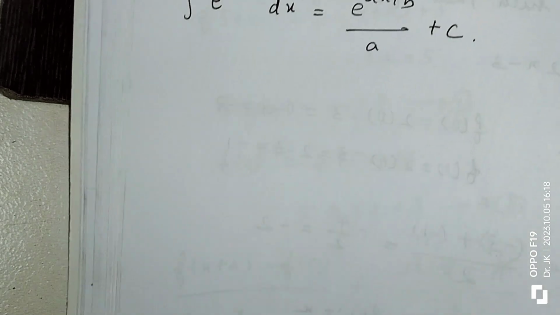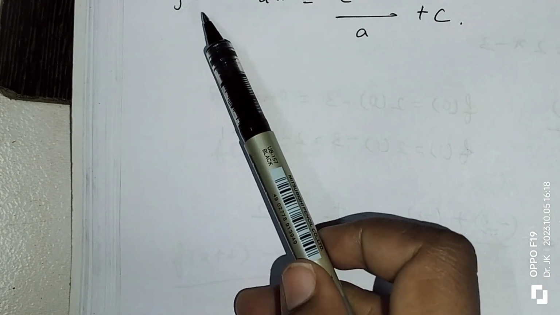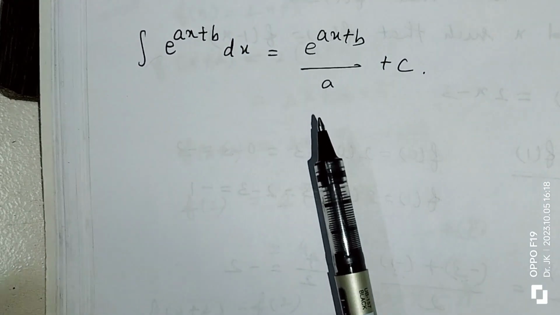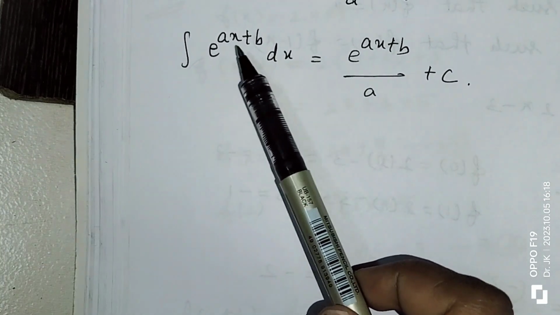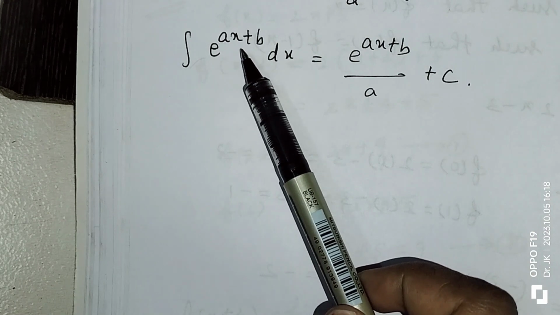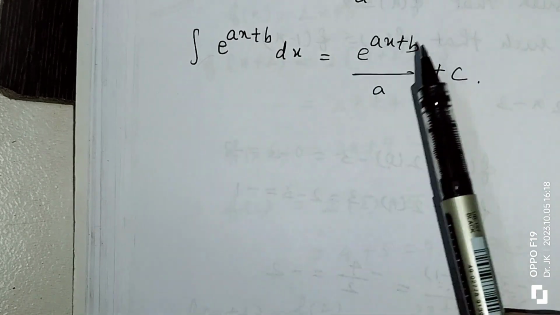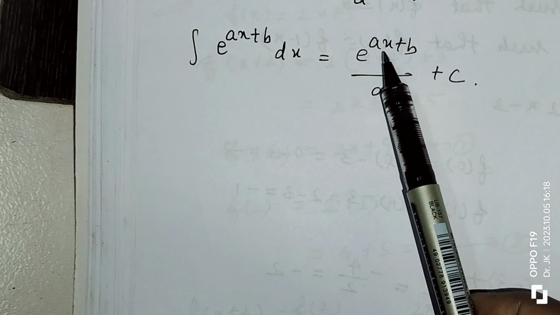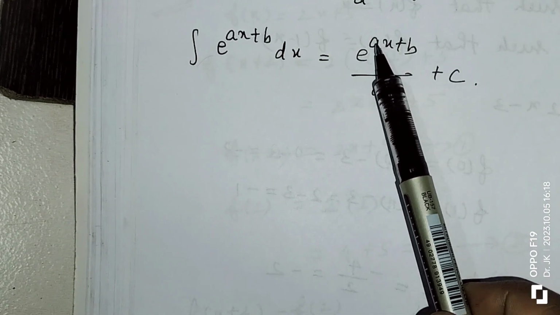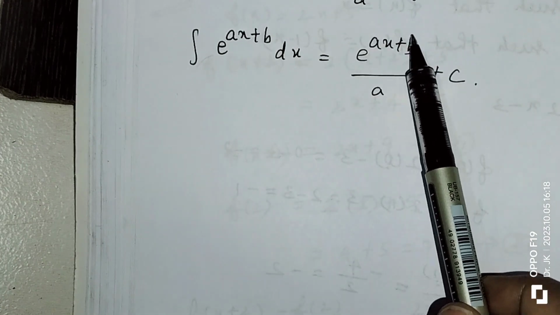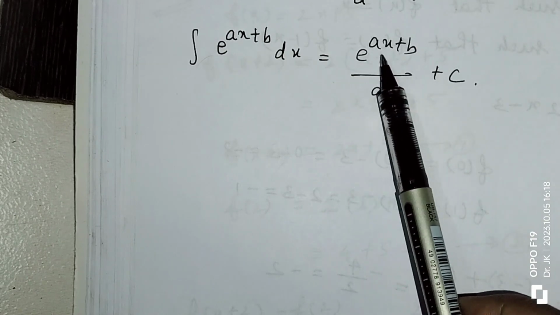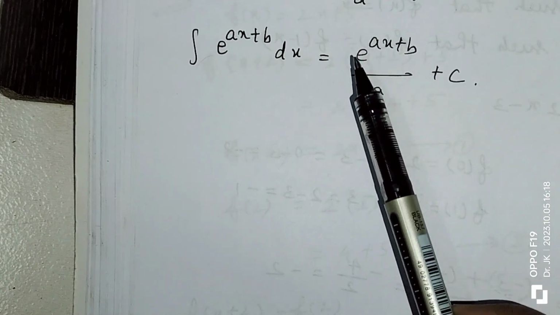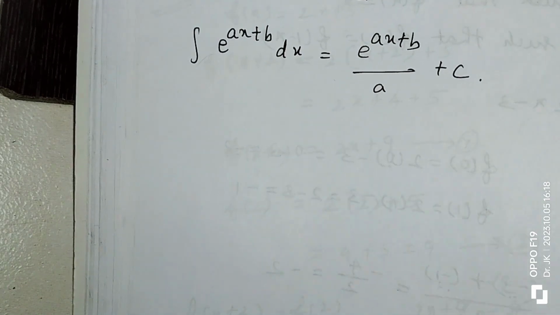And then the third one, integral e power ax plus b dx. So here you just consider e power x. The integration of e power x is again e power x. So you can write e power ax plus b, and then you differentiate ax plus b, we get a. That is 1 by a into e power ax plus b. So these three formulas we are going to use with some examples.